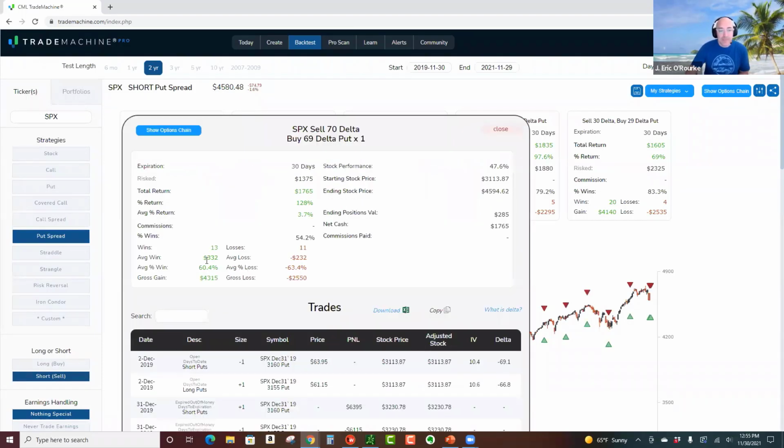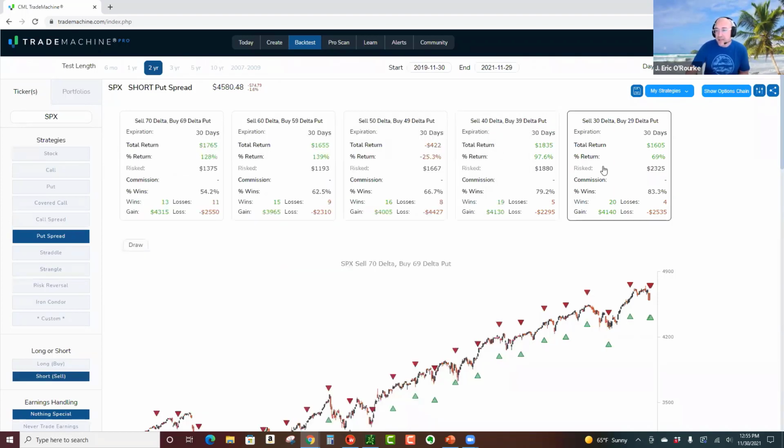So if we come here, the average winner was $330 and the average loser was $230. So with a 54% win rate and your winners being bigger than your losers, people would kill for this strategy. Definitely not a recommendation.